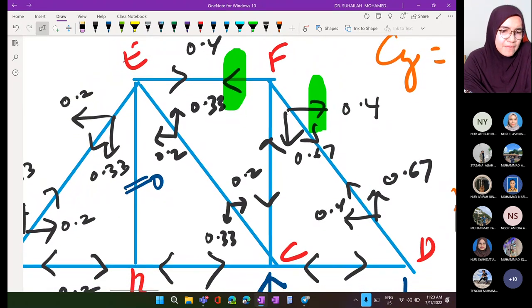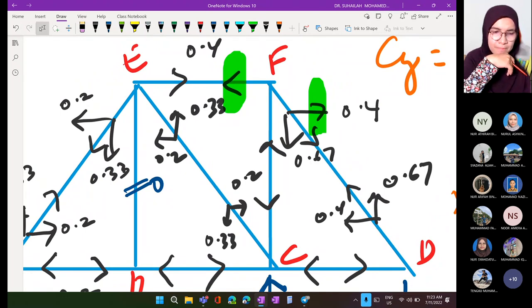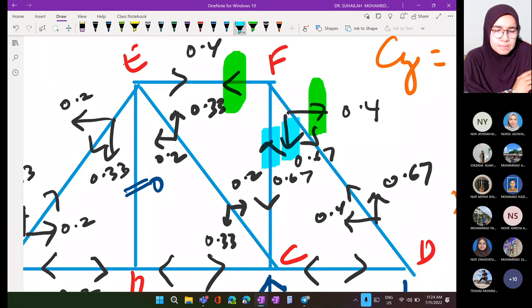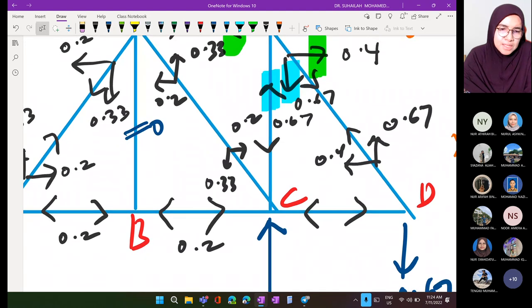0.67 ni bukan untuk CF, eh. Okay, now we want to find the value for CF. CF will be 0.67 as well. Kan opposite ni, yang ni balance dengan yang ni kan. Dua-dua tu belong to F, dua-dua yang saya highlight biru tu belong to F. 0.67 lah. Sebab ada satu unknown only. Satu dengan satu. So 0.67 dengan 0.67. Dapat tak yang tu? Dapat, doktor. Okay.